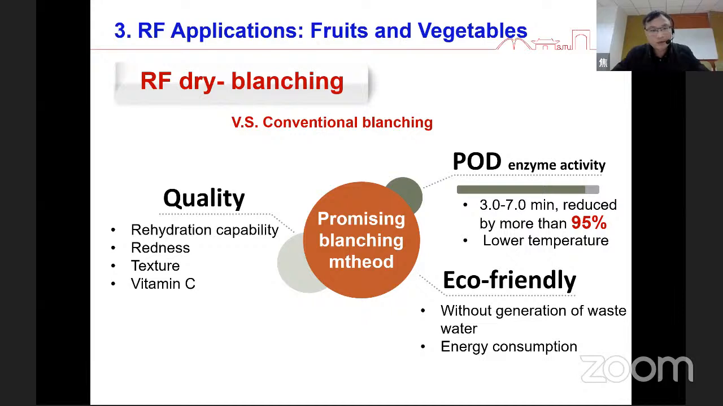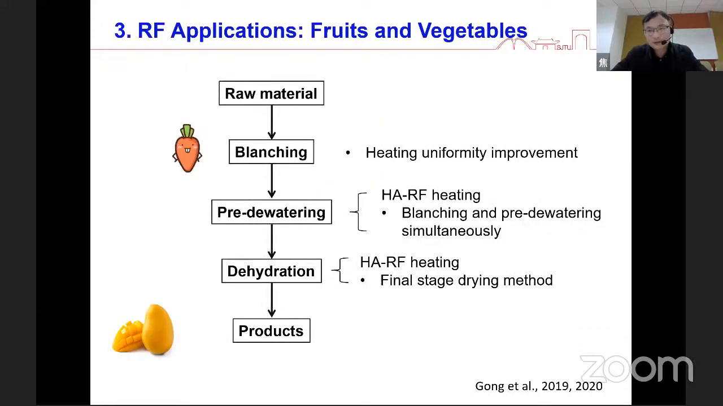And this is a comparison between the RF dry blanching versus the conventional blanching methods. So the quality is better, and the enzyme inactivation efficiency is very high. And also we can use a lower temperature for the RF dry blanching compared with the conventional blanching methods. And this method, of course, is eco-friendly, without generation of wastewater, and the energy consumption is lower than conventional blanching methods. And this is the first part where we used RF as a dry blanching method.